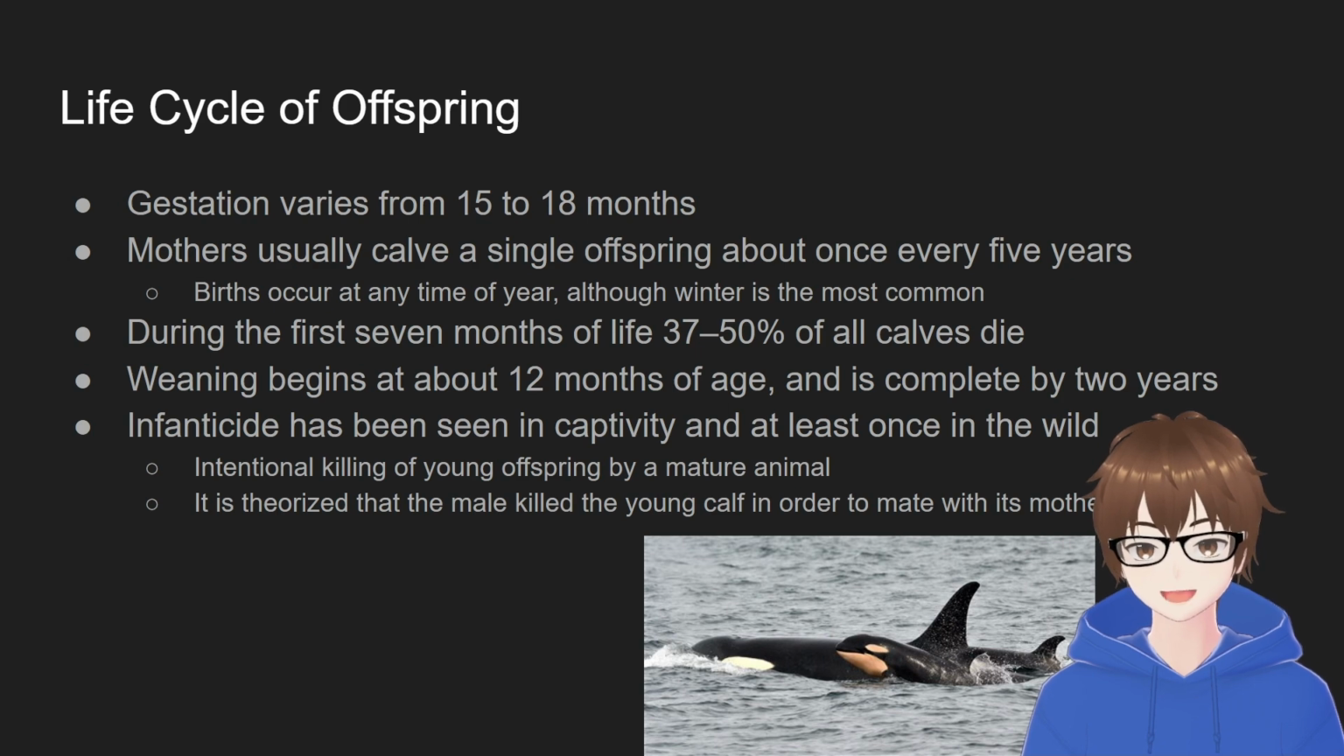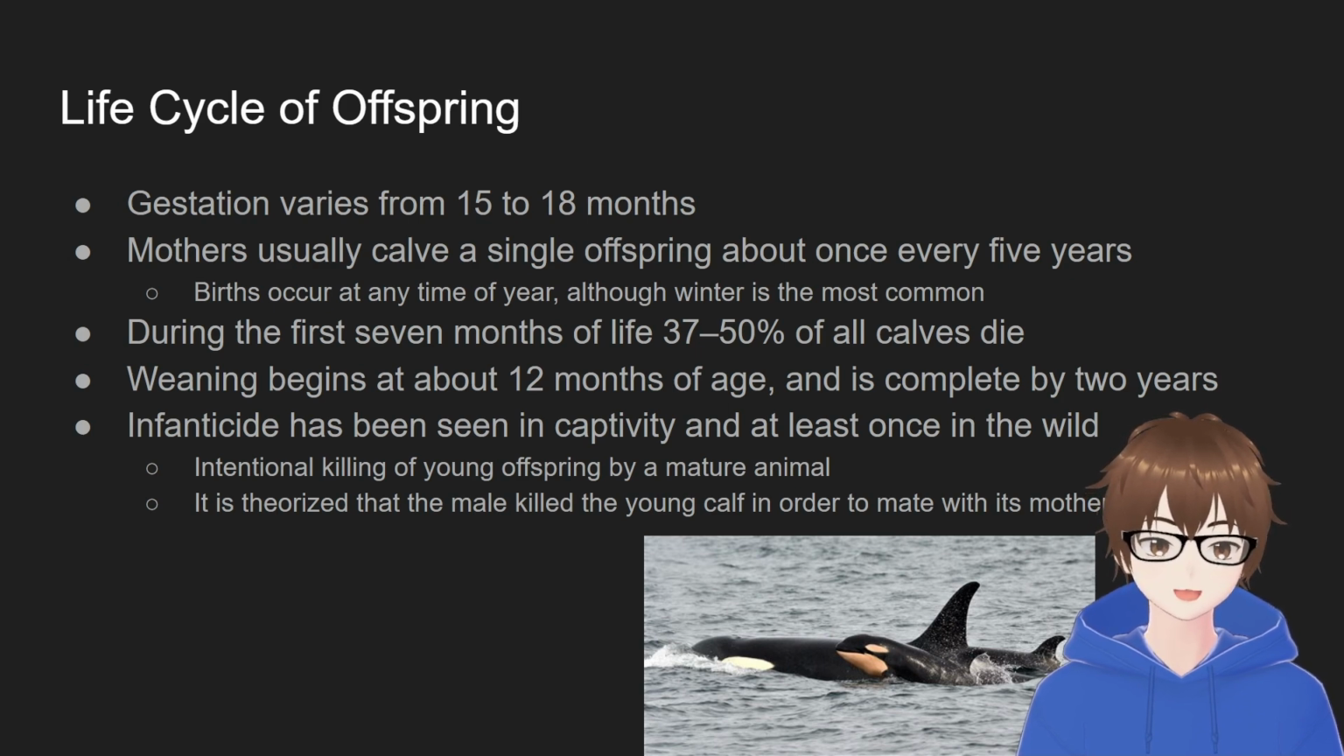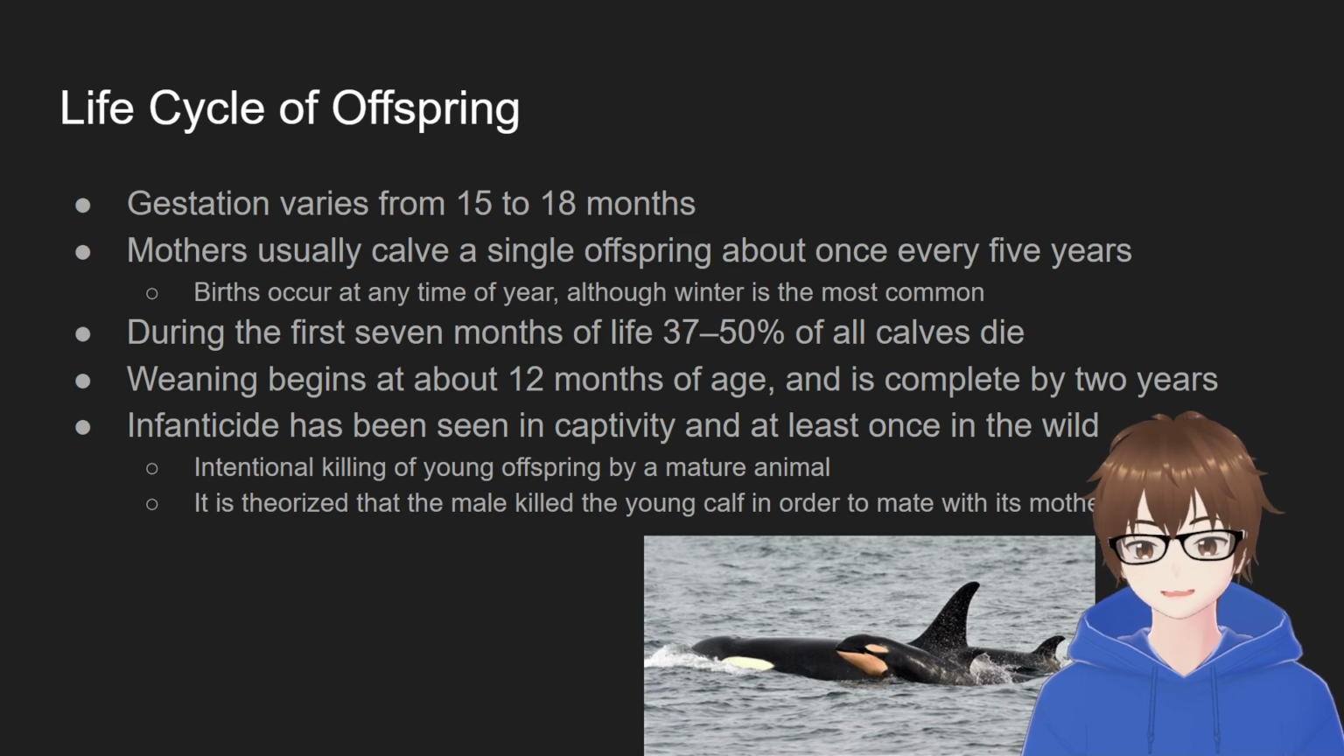So then we have the life cycle of offspring. Gestation varies from 15 to 18 months for orcas. Mothers usually calve a single offspring about once every 5 years, so they won't even have an offspring every year. Births occur at any time of year, although winter is the most common. During the first 7 months of life, about 37 to 50% of calves die, so there's not a very high survival rate for them in the wild.